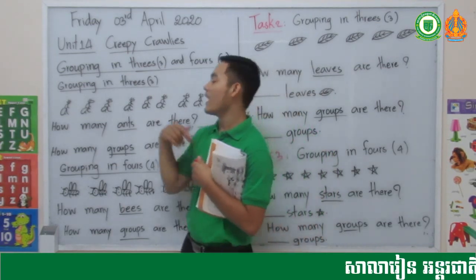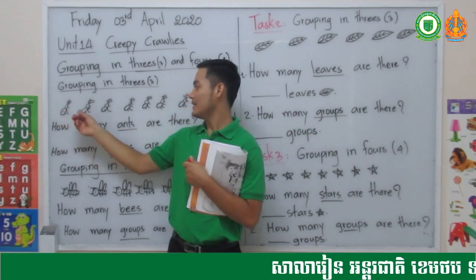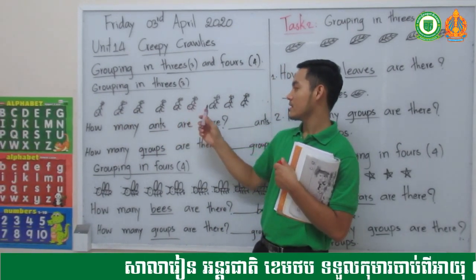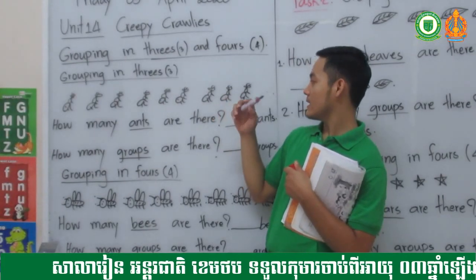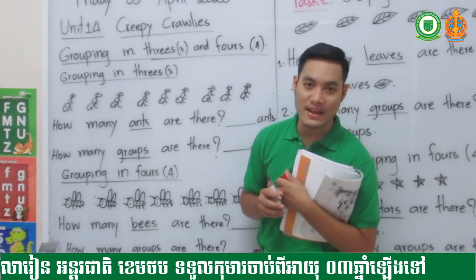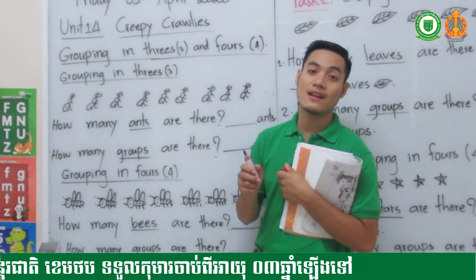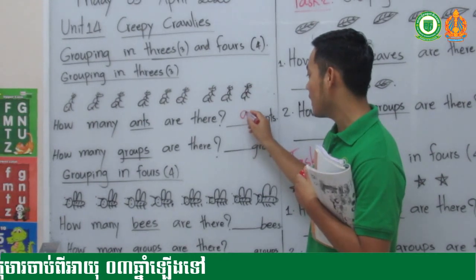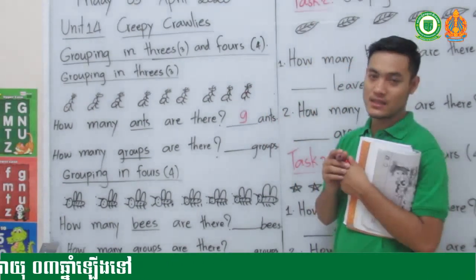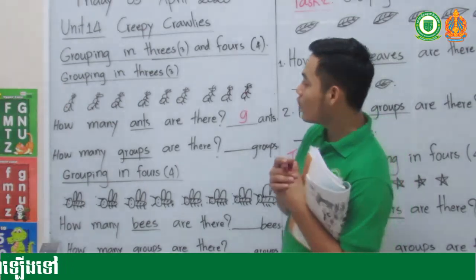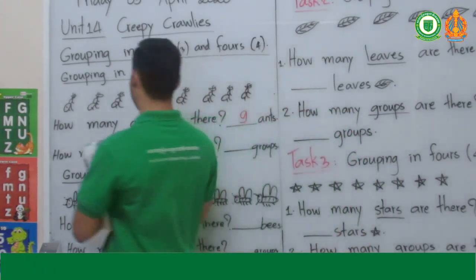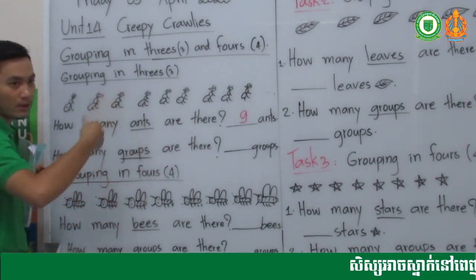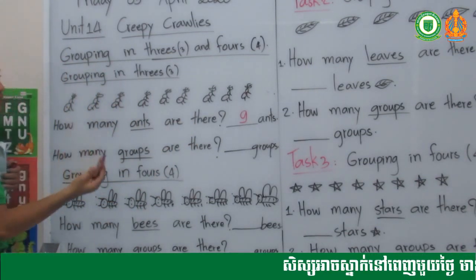So we're going to count the ants first. Okay. 1, 2, 3, 4, 5, 6, 7, 8, and 9. So how many ants are there? There are 9 ants. So you need to complete number 9 here. Now we're going to group in threes. We count 1, 2, 3 and group it in one group, and 1, 2, 3 again and group it in another group. So let's do it together.